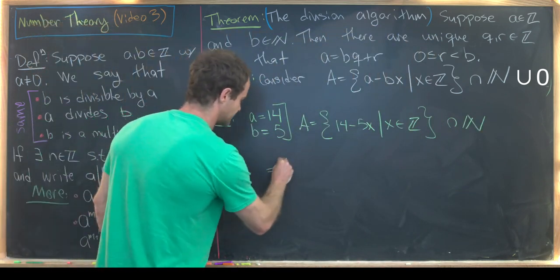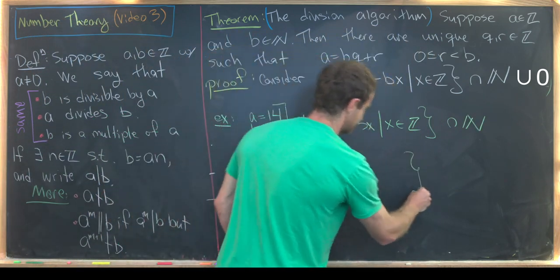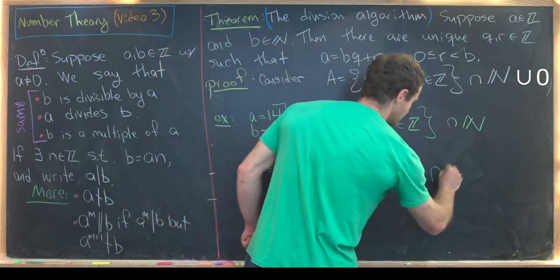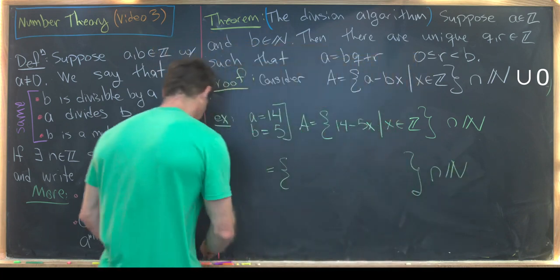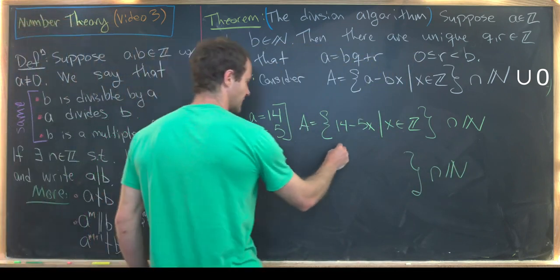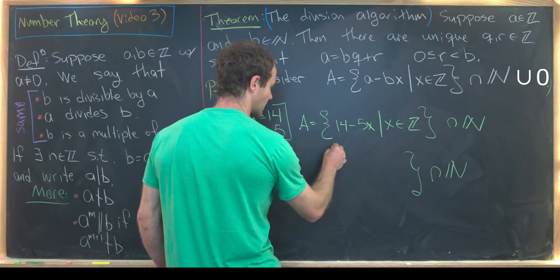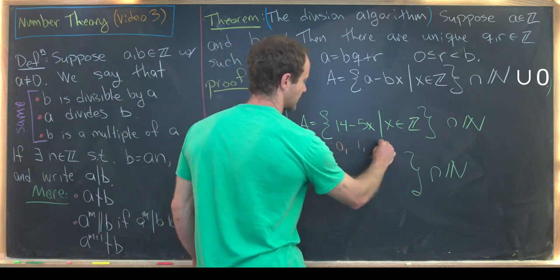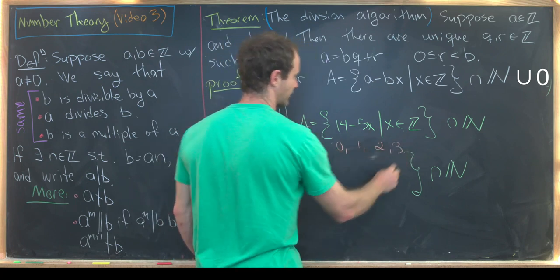Okay, so let's see. I'm going to draw this for our set described like this in set builder notation, then we'll intersect it with natural numbers. Now let's see, I'll write some integers above here just to keep track of where we are. So let's say we've got 0 here, 1 here, 2 here, and 3 here.